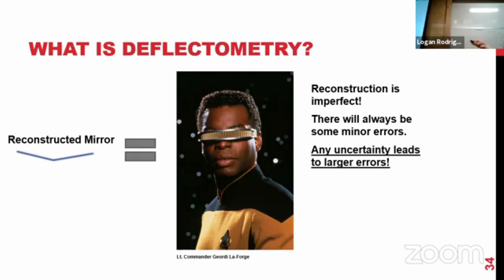This means, again, reconstruction is imperfect. We accept this. There will always be some minor errors, and any uncertainty leads to large errors. You can imagine, if I thought that Morpheus is holding the blue pill at this location, but actually it's over here, the slope that I will calculate will be totally wrong. So it's very important that we know where everything is in a system. This will come up throughout the talk. That was also the fun part of the talk. The rest of it gets really boring, so I apologize.